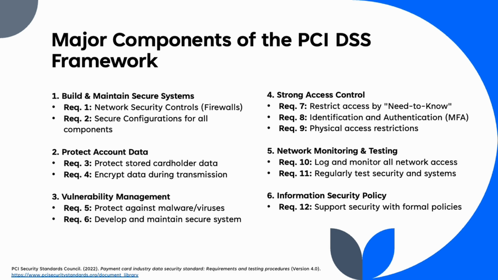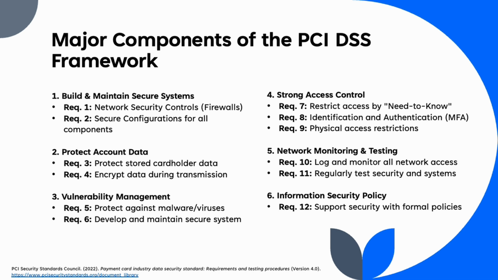Second, protect account data. This would be one of the most critical areas. Cardholder data must be protected both when stored and when transmitted. For instance, when a customer makes a purchase on, say, Amazon, encryption ensures that the payment information cannot be intercepted during the transmission itself. If data is stored, it must be masked or encrypted so employees cannot view full card numbers.